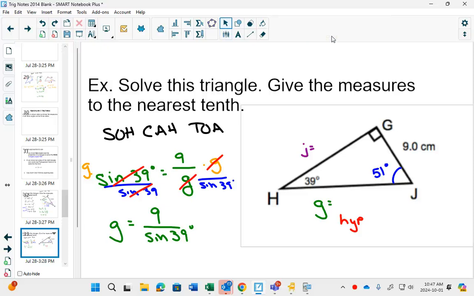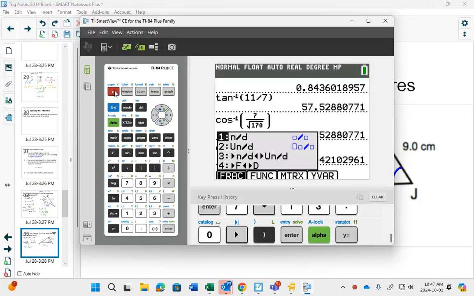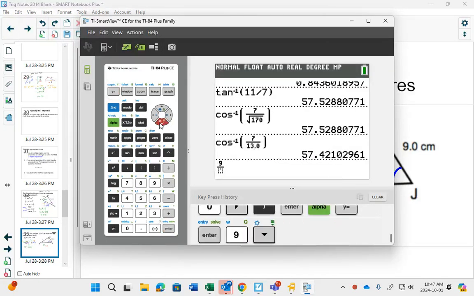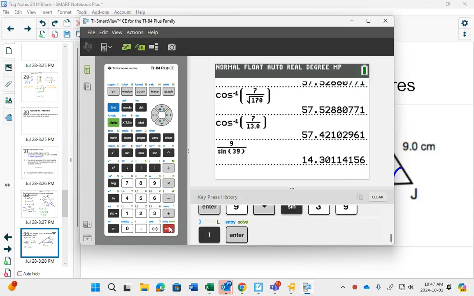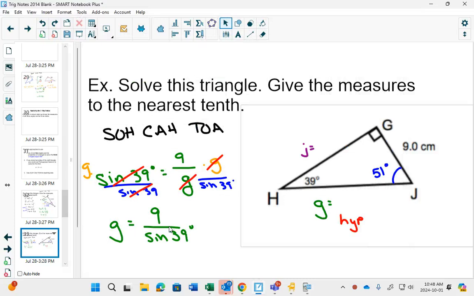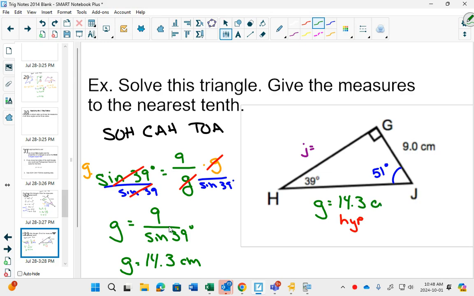We go to our calculator. 14.3. And there's units this time. So I make sure that I include my units.